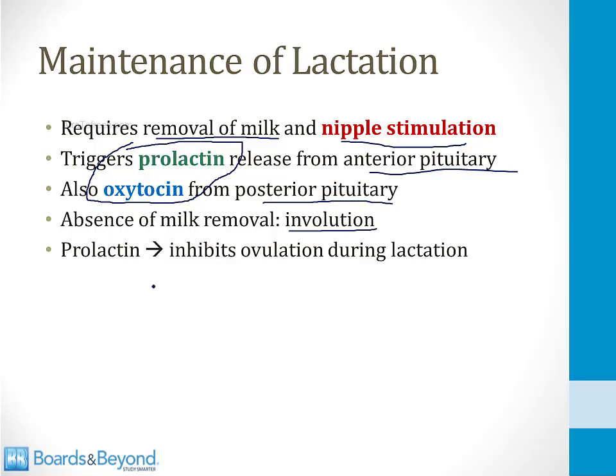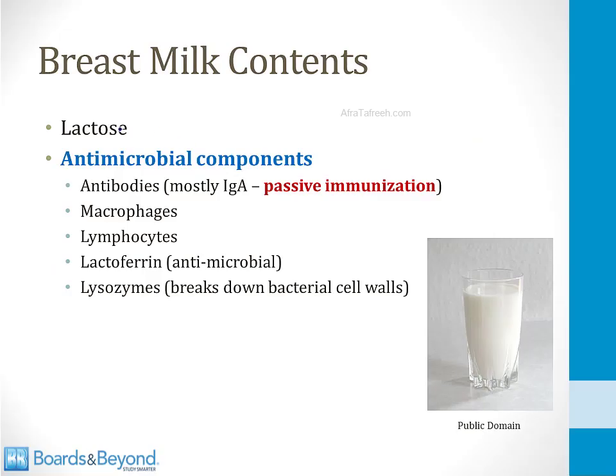Also, one thing you should know is that when mothers breastfeed, the prolactin release that occurs inhibits ovulation. This will keep the mother from becoming pregnant again during the time when she is breastfeeding. The main sugar that's found in breast milk is lactose, but what you should be aware of, especially for Step 1 of your boards, is that breast milk contains lots of antimicrobial components, and these are very helpful to the baby. They prevent the baby from developing infections during the newborn period.